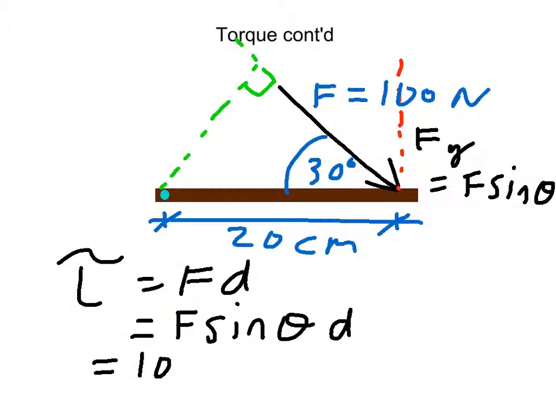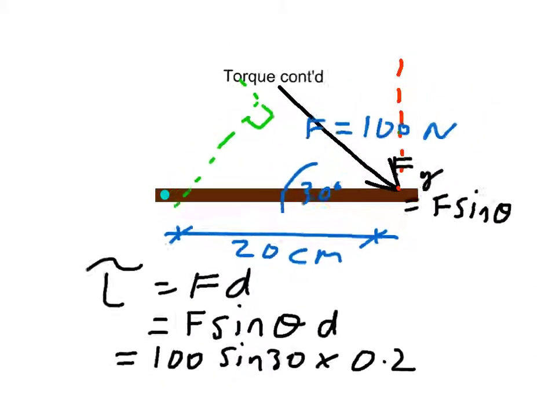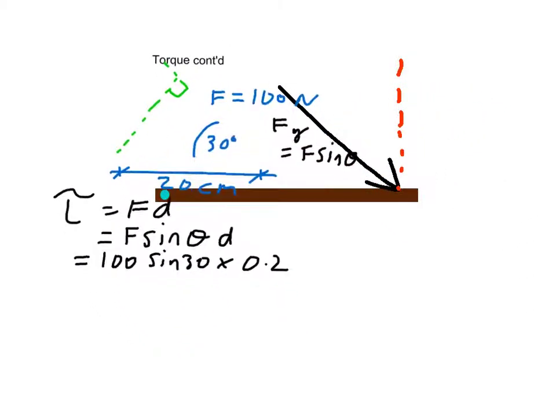which is equal to 100 sine of 30 times 0.2. We must be in metres there for SI units to get torque in newton metres. Now I've run out of space just there, so let's make that a little bit smaller, move it away a little bit more. Sorry, that's changed all the drawings, but it's okay. So 100 times sine 30, well sine 30 is a half, so that's 50 times 0.2, we're back down to 10 newton metres.